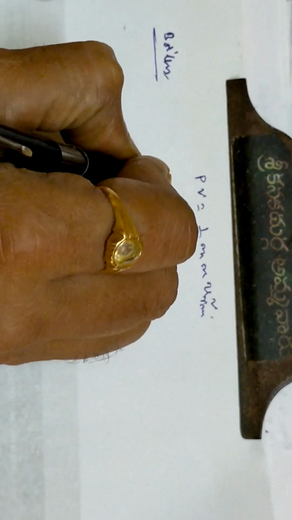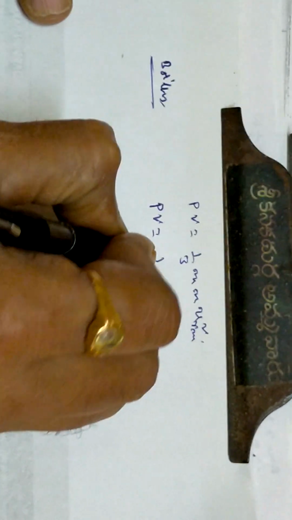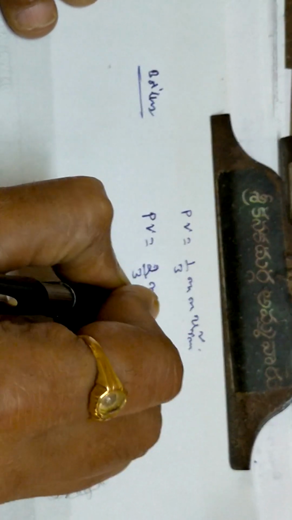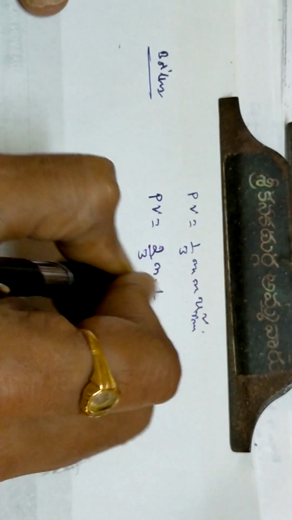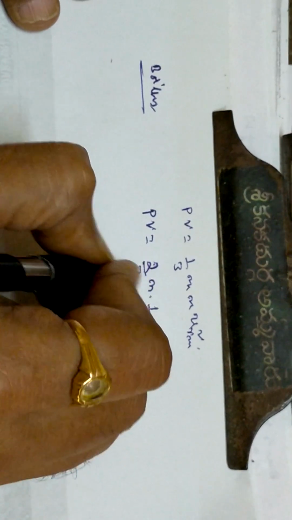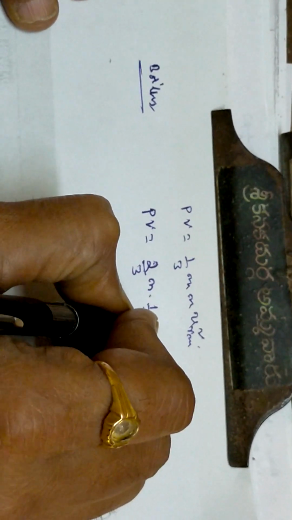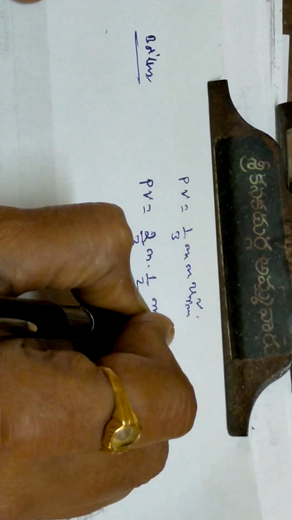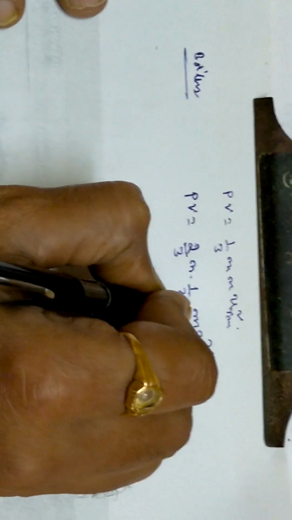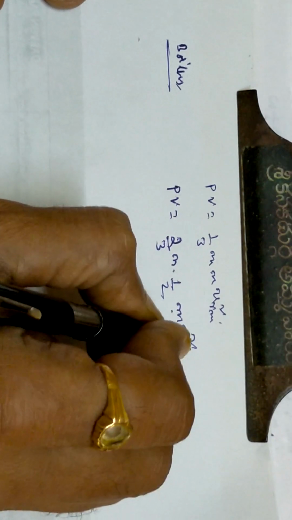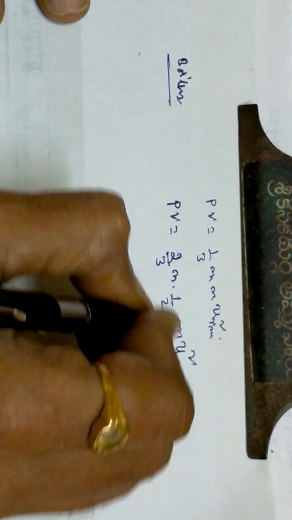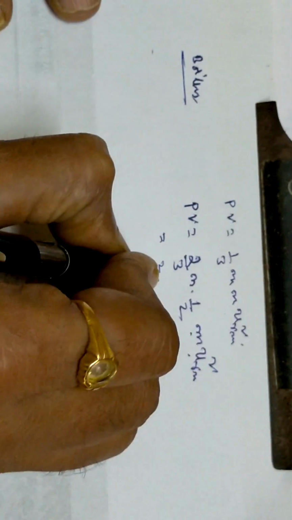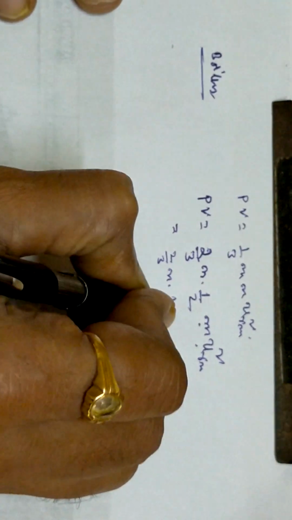Now PV we can write as 1/3, and I am writing it as 2/3 n times 1/2, the same thing, only rearranging. The 1/2 cancels, so it is nothing but 1/3 m u_rms squared. Here m is the mass and u is the RMS velocity, and m v squared is nothing but kinetic energy, half m v squared. So PV equals 2/3 n KE, that is kinetic energy.